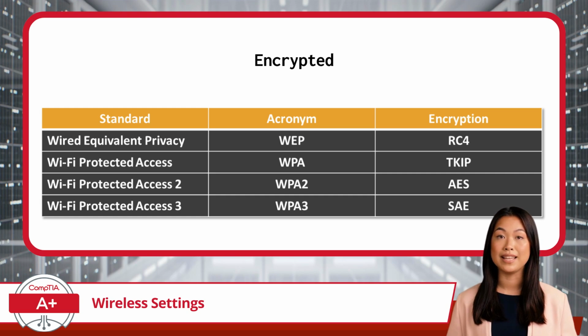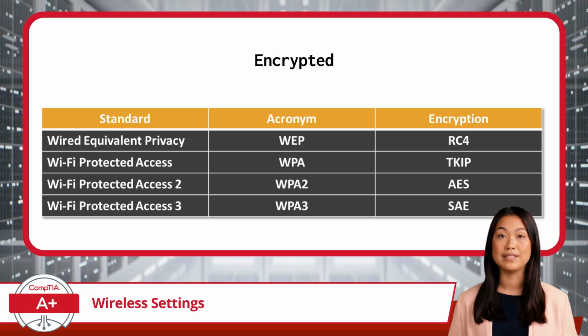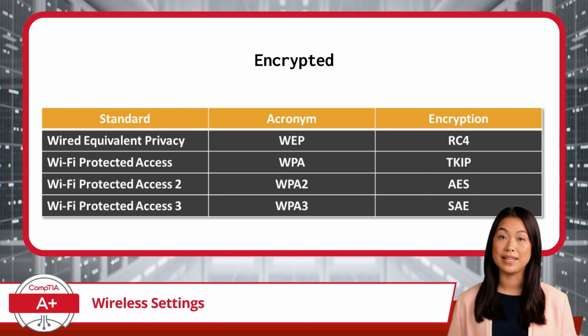Moving on to WPA2, or Wi-Fi Protected Access 2. This is a more modern standard for securing Wi-Fi networks and has been widely used for years. WPA2 uses a stronger encryption mechanism known as AES. AES is highly secure and much more difficult for attackers to crack. If you have a relatively new router, it will likely support WPA2.